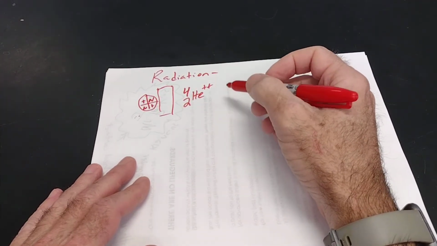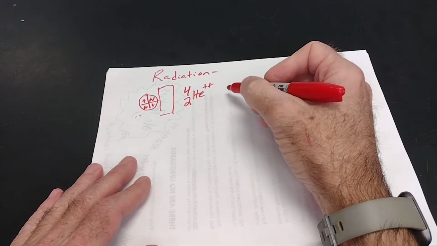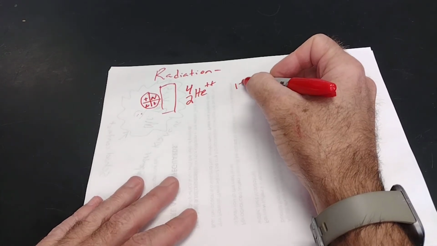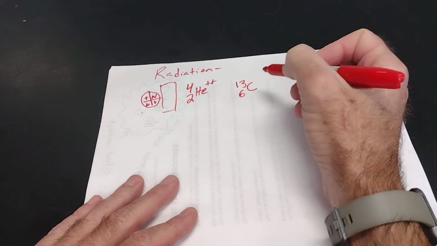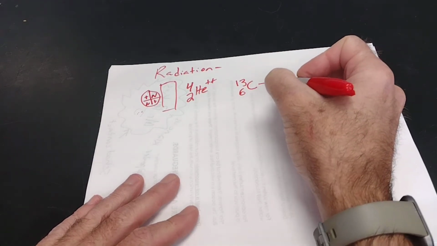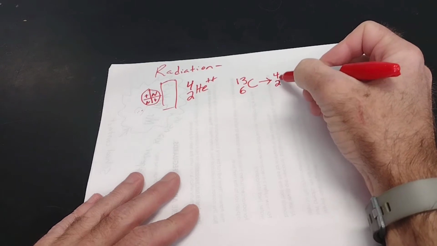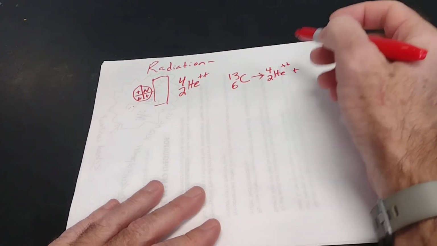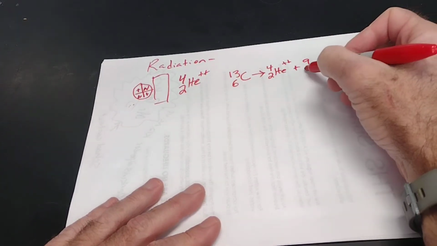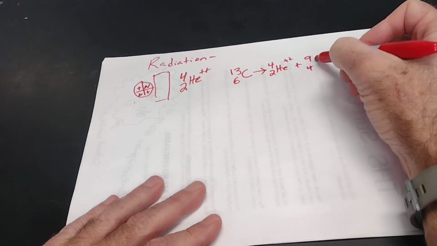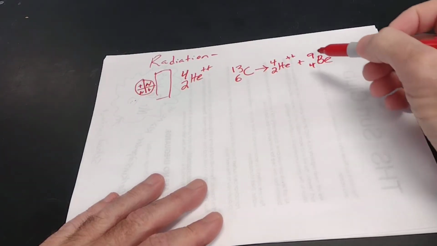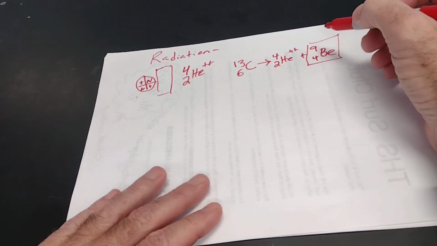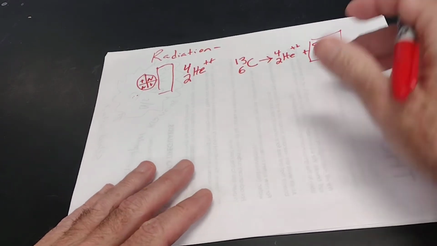We could do a math problem with it. I could say we'd have 13 over 6 C. That would be carbon 13. We could say that's going to alpha decay. Well, we would write 4 over 2 He plus plus, and then we would see what it would make. 13 minus 4 is 9. 6 minus 2 is 4. Number 4 on the periodic table is beryllium. And we could look up beryllium on the periodic table, and it actually does normally weigh 9. So if this happened, this would be a stable atom.